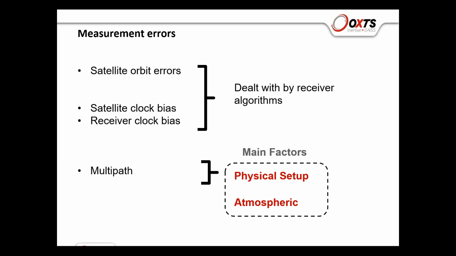So what are the sources of GPS errors? Well, it can be split up into 2 different areas. One dealt with by the receiver algorithms, and one dealt with by physical setup. The satellite orbit errors, clock biases, and so on are dealt with by the receiver algorithms. And things that we can affect are physical setup and atmospheric conditions.